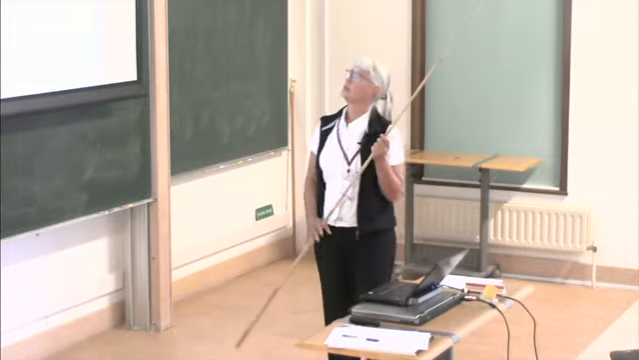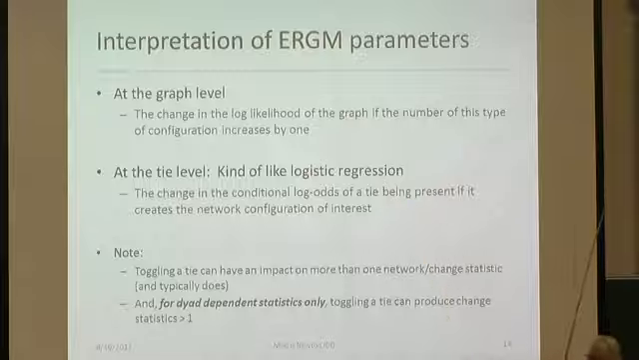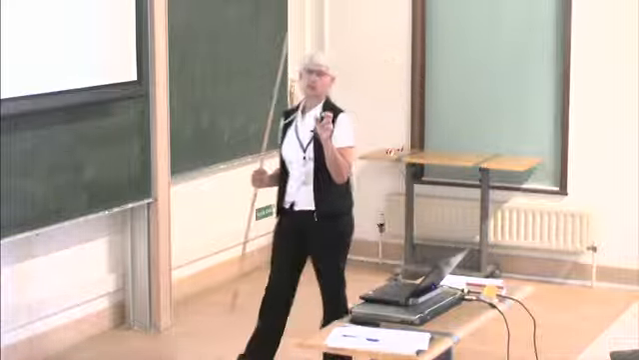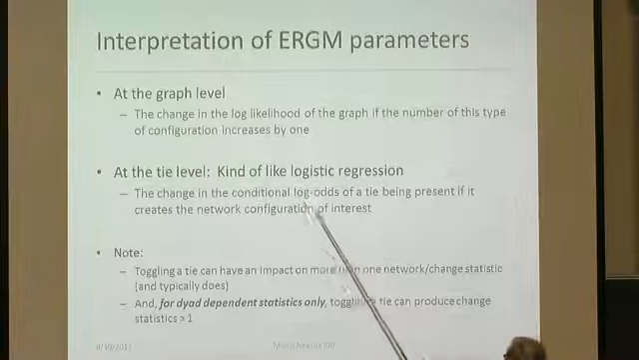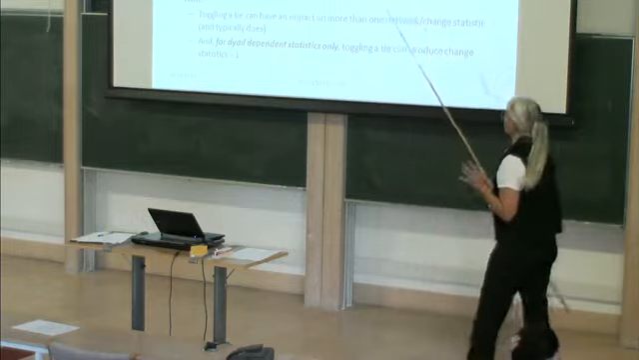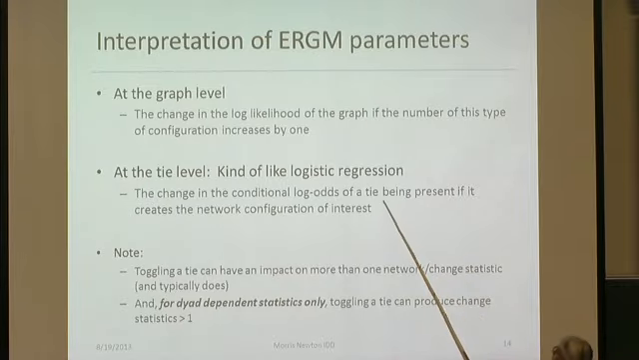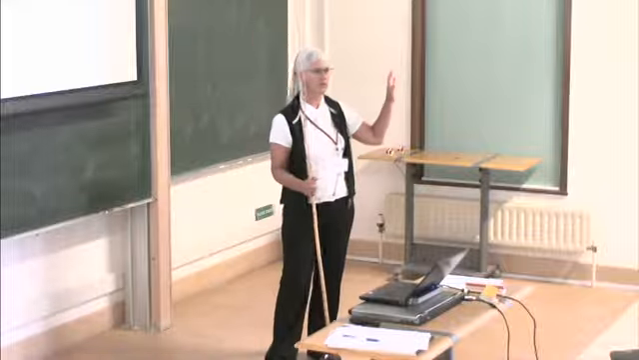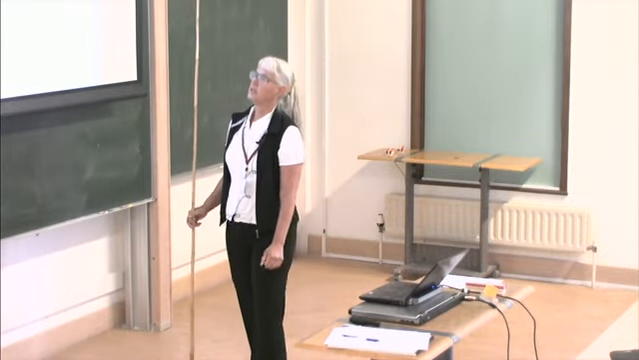So how do you interpret the parameters, these thetas that you're estimating? Well, at the graph level, the way to interpret them is the change in the log likelihood of the graph if the number of this type of configuration increases by 1, so that's at the graph level, the probability of the graph. At the tie level, it's kind of like logistic regression. So most people, when they talk about ERGMs, talk about it in this sort of conditional log odds probability: the change in the conditional log odds of a tie being present if it creates the network configuration of interest. Right? So if the theta is negative, then it reduces the probability that that tie exists. If the theta is positive, it increases it.